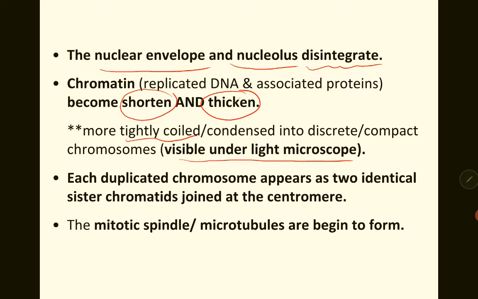It's more tightly coiled, more condensed, into a discrete or compact chromosome. Each duplicated chromosome appears as 2 identical sister chromatids which join at the centromere. Something like this: the centromere in the center, and they have a visible chromosome and 2 sister chromatids. The mitotic spindle, or the microtubules, begins to form.